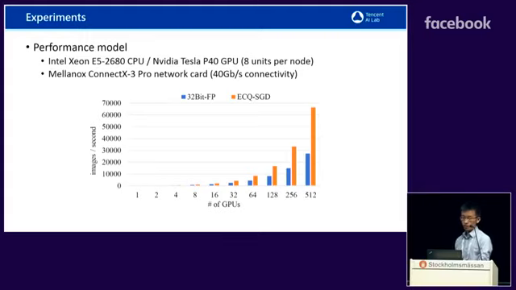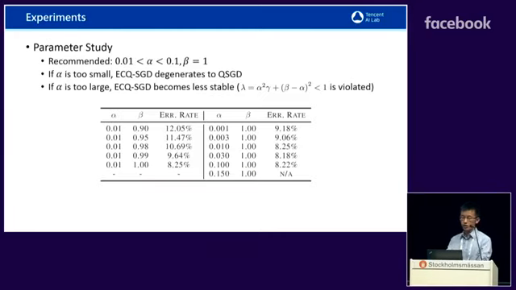Next, we use a performance model to evaluate our ECQ-SGD method. We have the following hardware specifications, and we see that ECQ-SGD will have a clear advantage over the vanilla SGD. And this is the parameter study. So in short, in practice, it is recommended to set beta to 1 and alpha to a relatively small value, because if alpha is too small, ECQ-SGD will degenerate to QSGD, and if alpha is too large, the constraint will be violated.